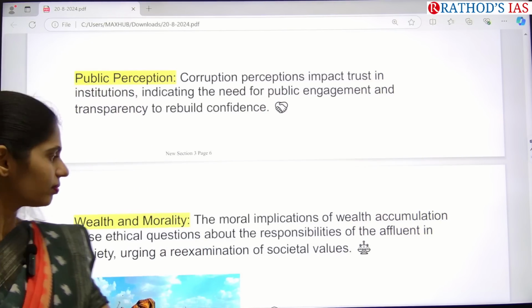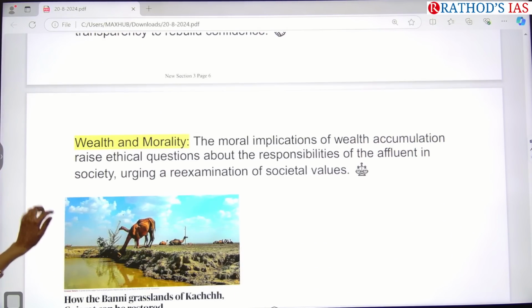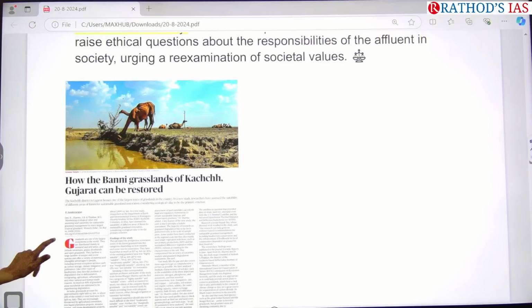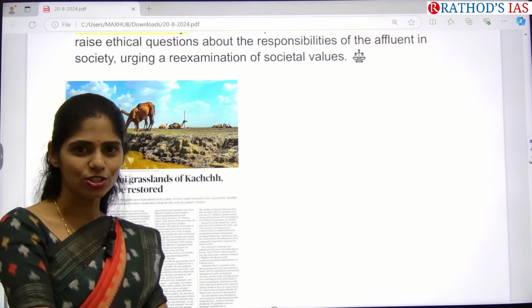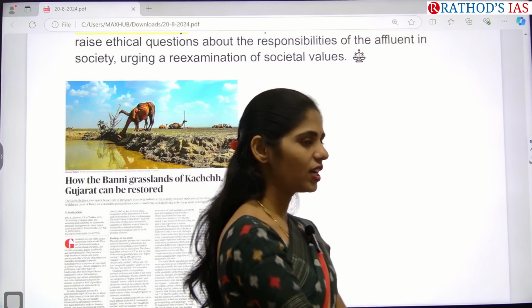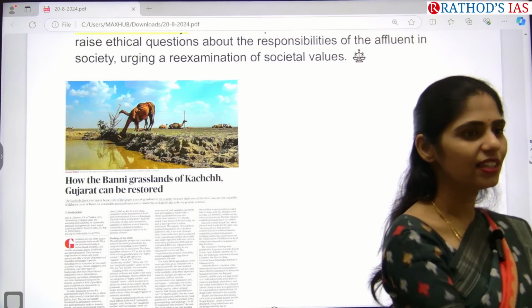Clear? Okay, see this article: how the Banni grasslands of Kutch, Gujarat can be restored. Where is this Banni grassland located? In Gujarat. So you can get a question like, Banni grassland was seen recently in the news.